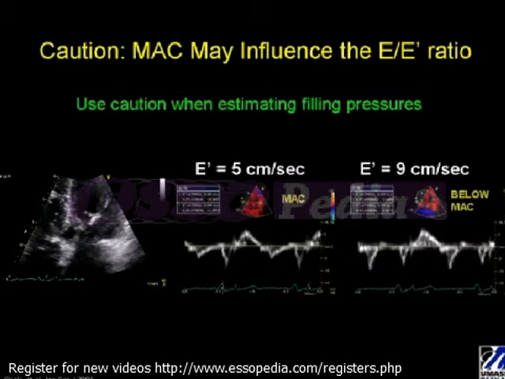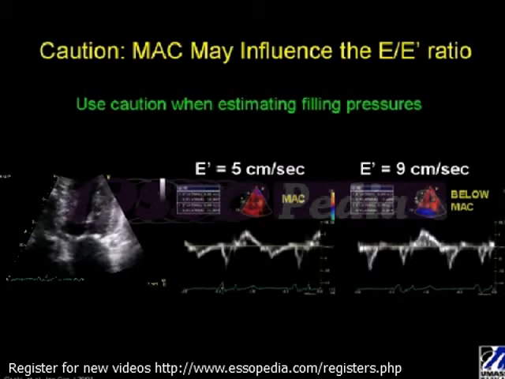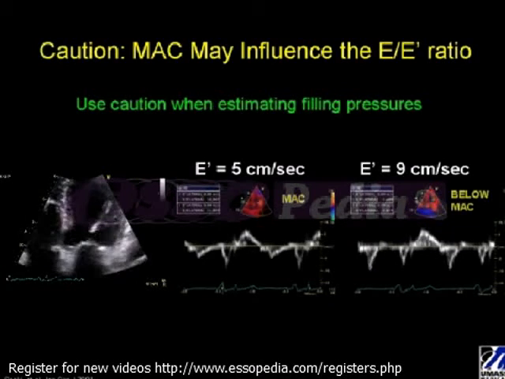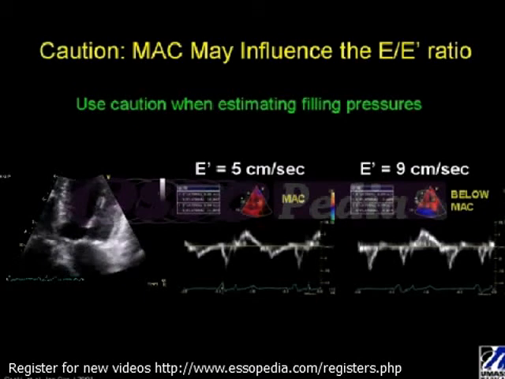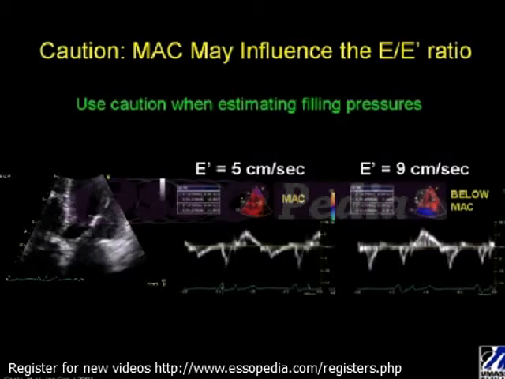As you can see in this example, in a patient with mild to moderate posterior mitral annular calcification, the sample volume is properly placed at the annulus, or site of the MAC, and the E prime velocity measures just 5 centimeters per second. Now, if you shift the sample volume or reposition it just below the annulus, you see that the E prime velocity measures 9 centimeters per second. So which velocity do you use? I would use caution when estimating filling pressures in the presence of MAC, as the E-to-E prime ratio has not been well validated in these patients.